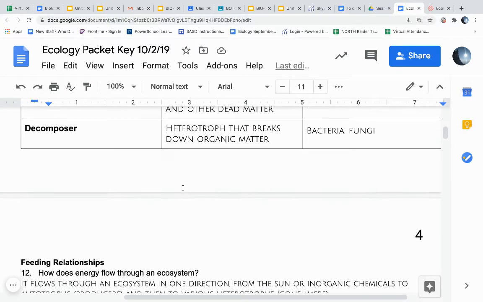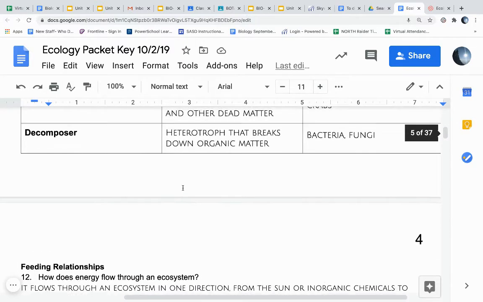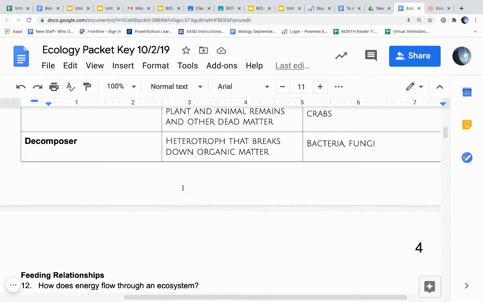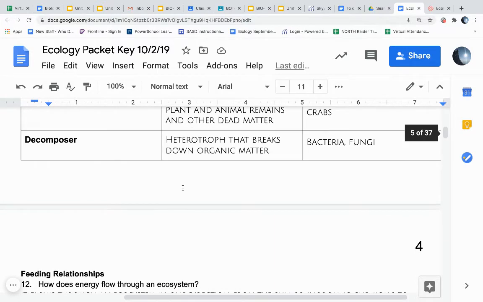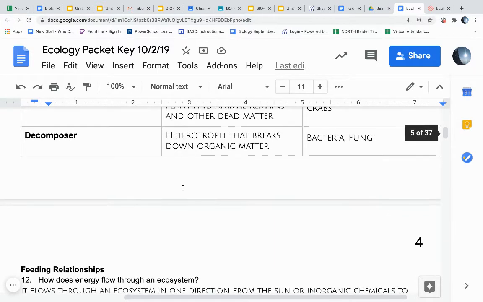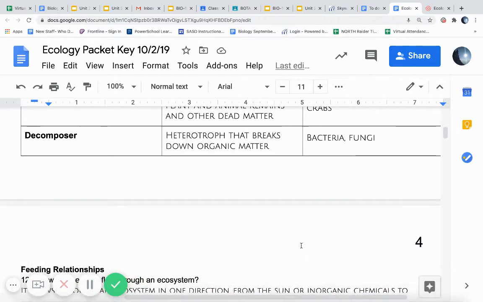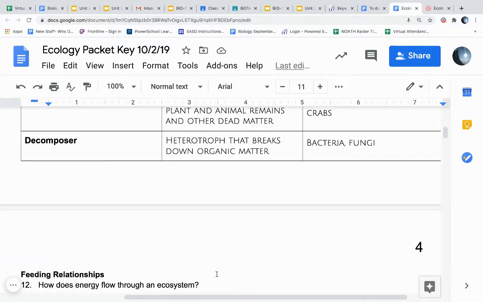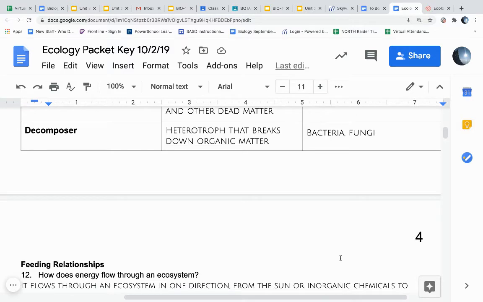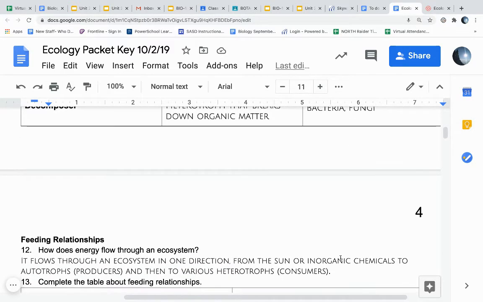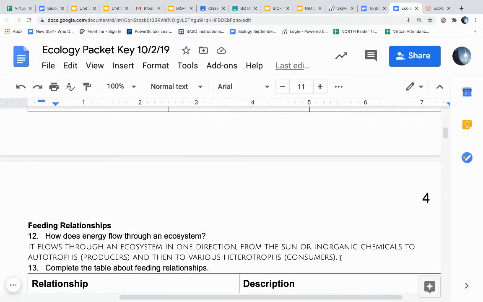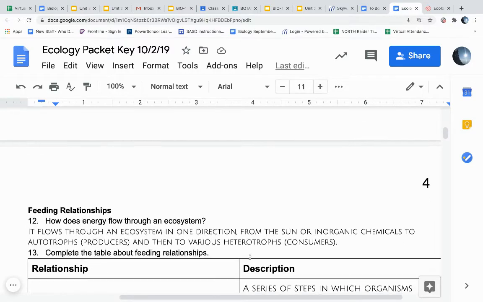Number 12, how does energy flow through an ecosystem? This is a unidirectional flow, a one-directional flow through an ecosystem. Unlike matter, which cycles, energy flows. So energy flows, matter cycles. So make sure to remember that energy flows, matter cycles. So how does it flow through an ecosystem? It flows from the sun or inorganic chemicals, if we're talking about those chemoautotrophs, to our producers who harness that energy, our autotrophs, and then to the various consumers who eat them, or heterotrophs.